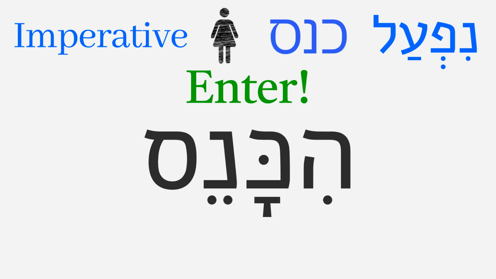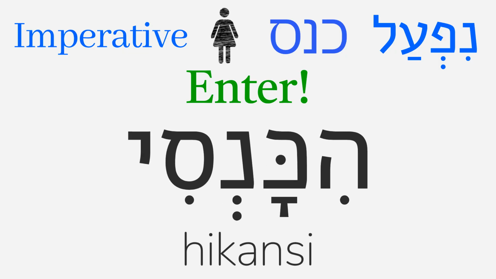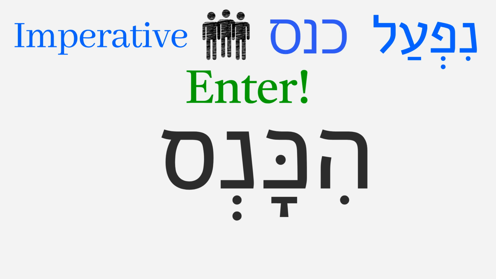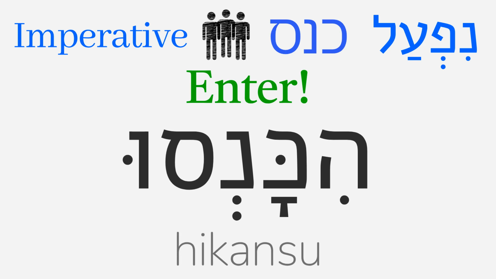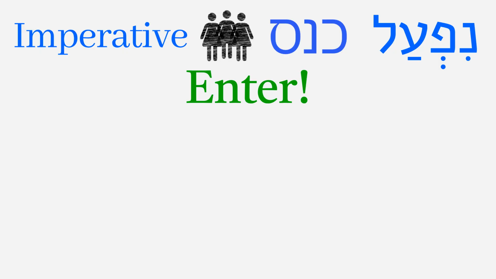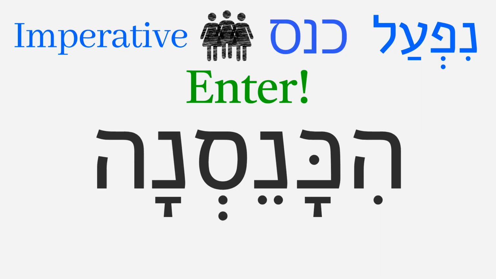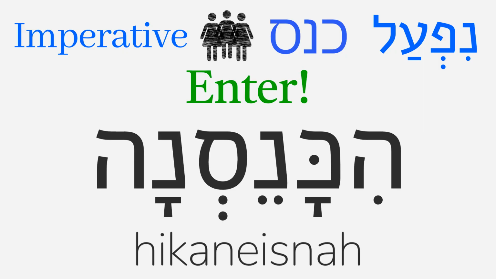The feminine singular and masculine plural imperatives shorten the tsere to a shva, and enter, ordering a woman, has an e ending, hikansi, and enter, ordering a plural group, has an u ending, hikansu. The feminine plural command, which is not generally used in modern Hebrew, takes the masculine singular imperative and just adds na. Hikanesna, enter, commanding a group of women.